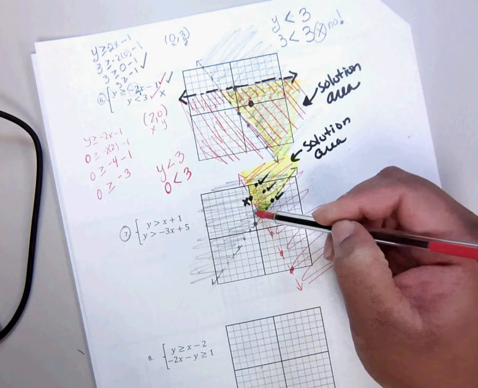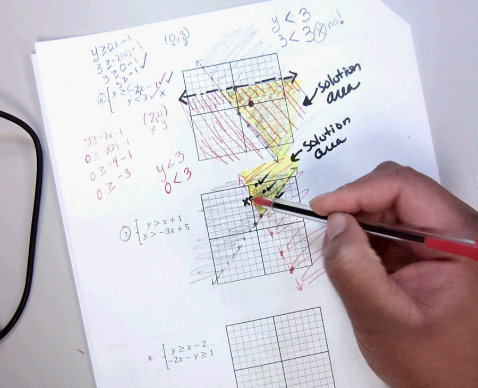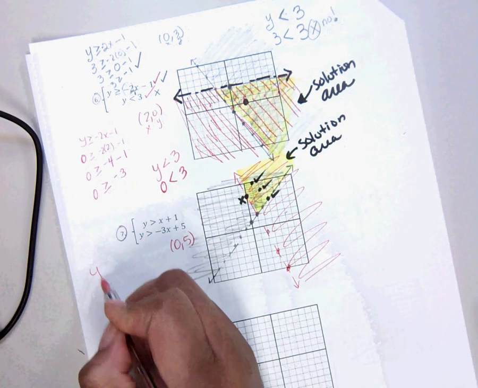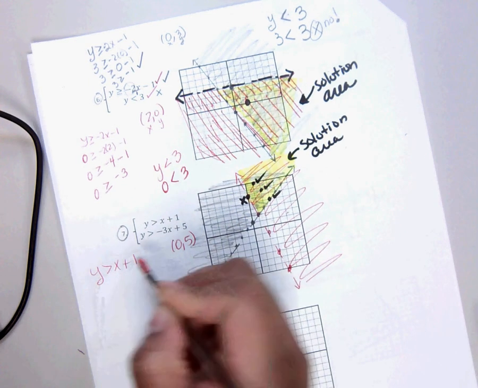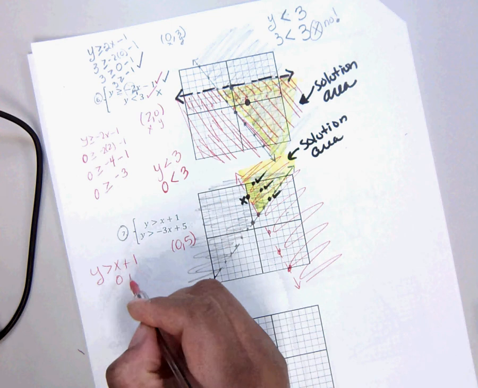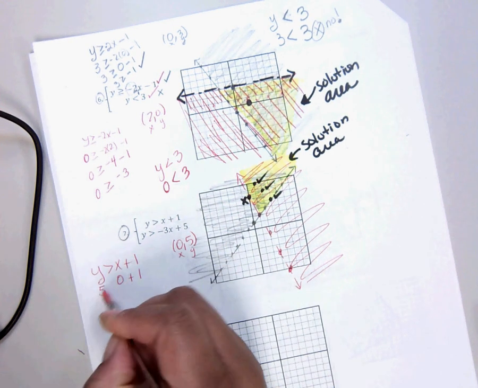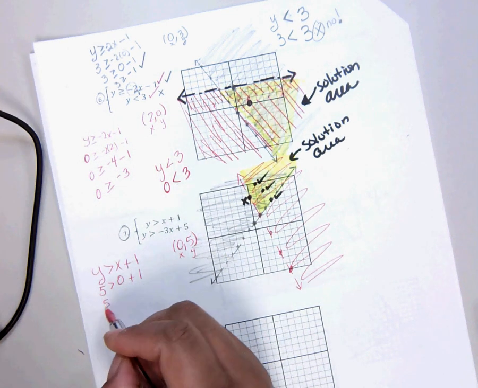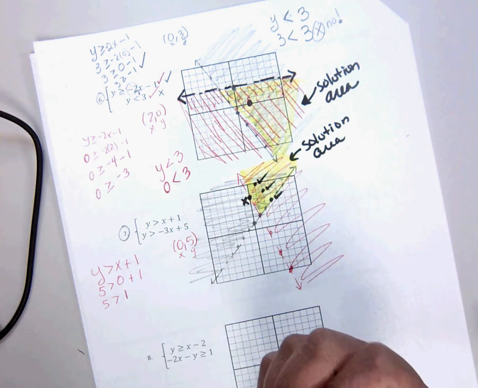1, 2, 3, 4, 5. So that's 0 for the x, but 5 for the y. So 0, 5. Y is greater than x plus 1. So 0 plus 1, that's my x, that's my y. 5 is greater than 1. Is that true? Yes.